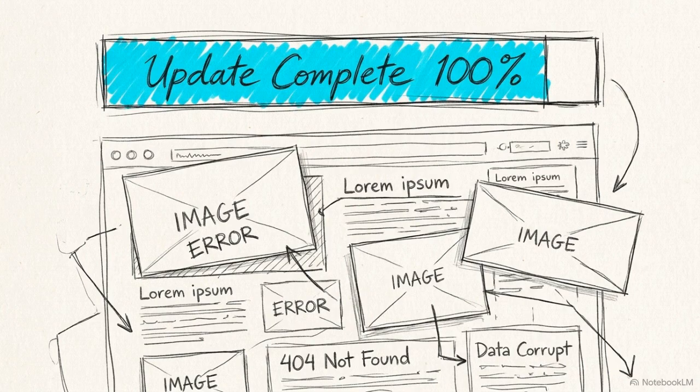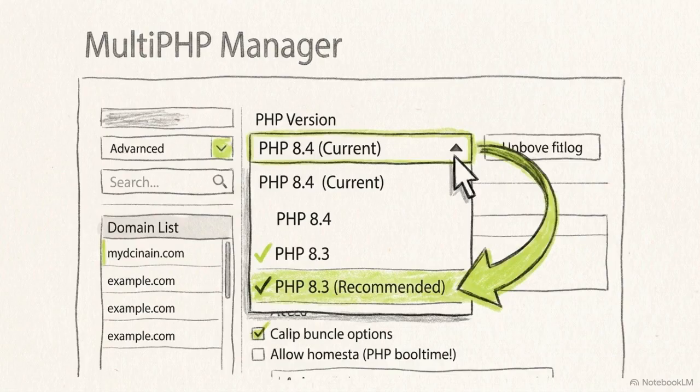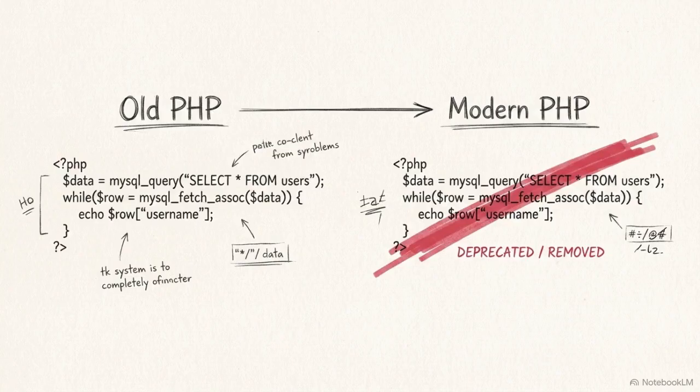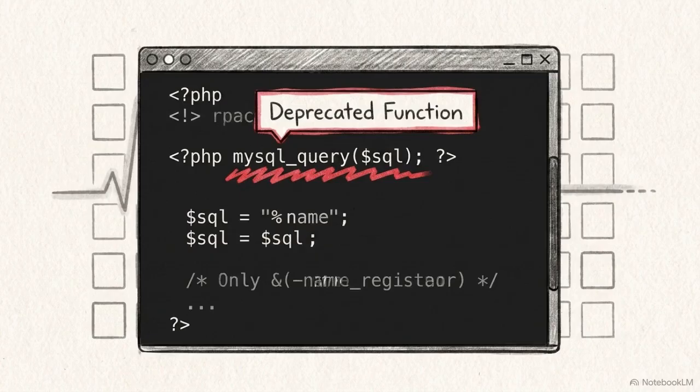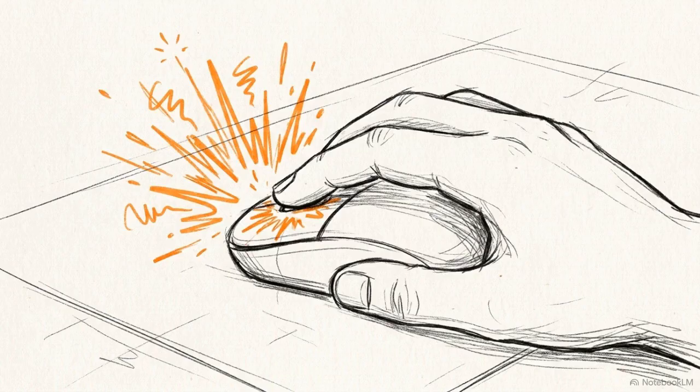Step 6 covers crashes that occur immediately after an automated update. This usually indicates a PHP version mismatch. Use the multi-PHP manager to roll the domain back to the previous stable PHP branch. Modern PHP updates remove older functions. If a plugin relies on a structure that has been deprecated, it will trigger an uncatchable fatal error the moment the server updates. Aligning the server environment with the site's specific requirements prevents these automatic conflicts.